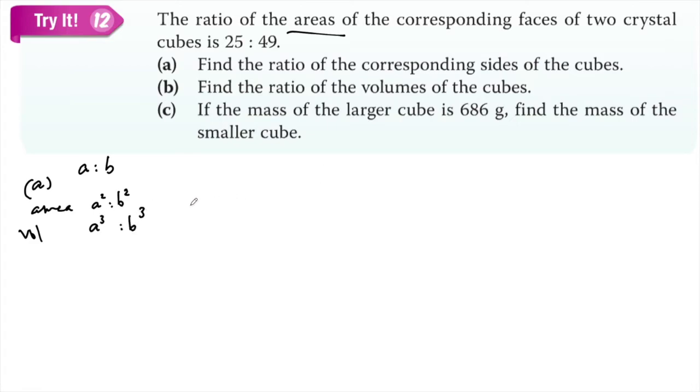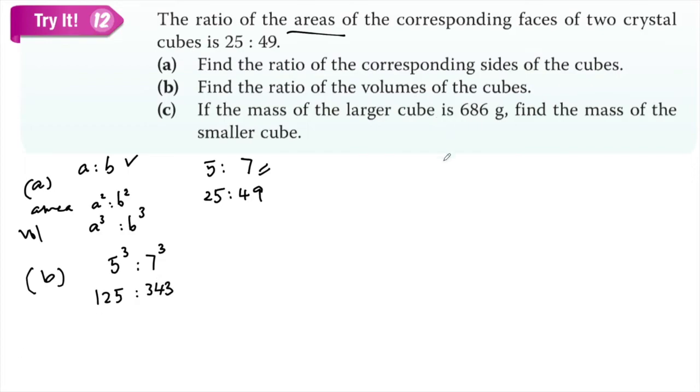In this question, what we know is the ratio of area, which is 25 is to 49. In part A, they want us to find the ratio of the corresponding sides, and that would be this one. So we just have to do a quick square root. It will be 5:7. That is part A. For part B, the ratio of the volumes. Volume requires us to cube it, so it will be 5 cubed is to 7 cubed. In your calculator, it will be 125 is to 343.